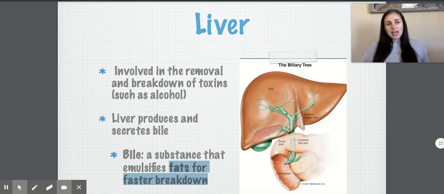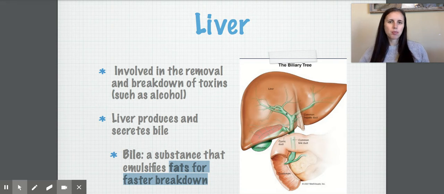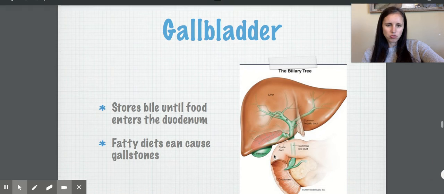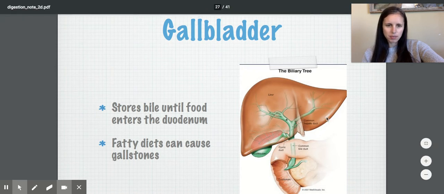So remember, fats haven't been broken down at all yet. So not only are there enzymes to help break down fat, but there's also bile. Bile will help to surround fat, and that allows for a quicker breakdown. Your gallbladder is right down here. So your liver is this big kind of brown thing. It's very, very large, one of the larger organs in your body. Your gallbladder is a small green sac.